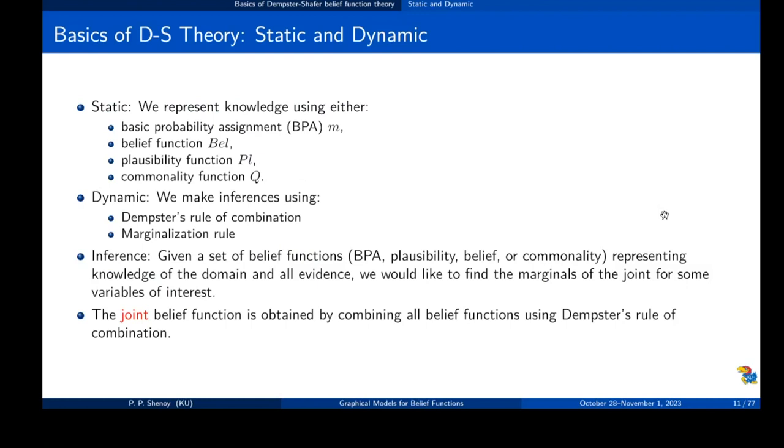Then there is a rule for finding marginals. I don't think you talked about it. Maybe you did. Special case of course, restriction. Yes. And of course, I talked about inference. Given a set of belief functions, I'd like to find the marginals of the joint for some variables of interest, and the joint is obtained by combining everything you know.